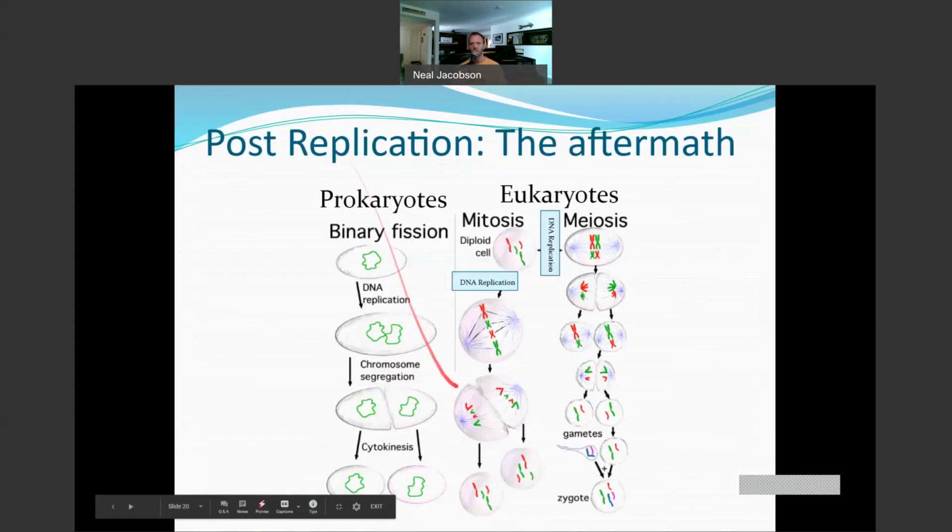All right, and so after replication is over, what happens? In prokaryotes, the DNA chromosome, the circular chromosome, is going to go through replication. You get the chromosomes separate, and then it's going to go through binary fission, where the one cell becomes two cells, each with their set of chromosomes. So in a lot of ways, this is like mitosis, but in prokaryotes. Now, we typically think of mitosis when we talk about eukaryotes.